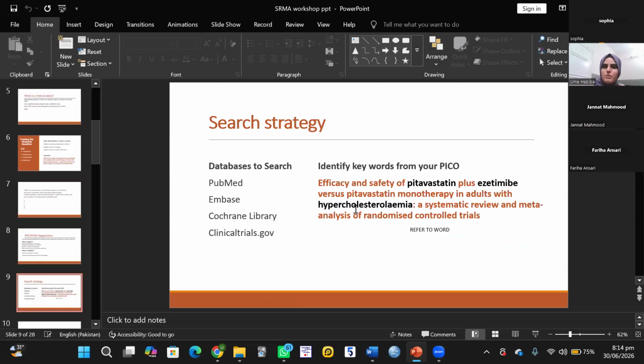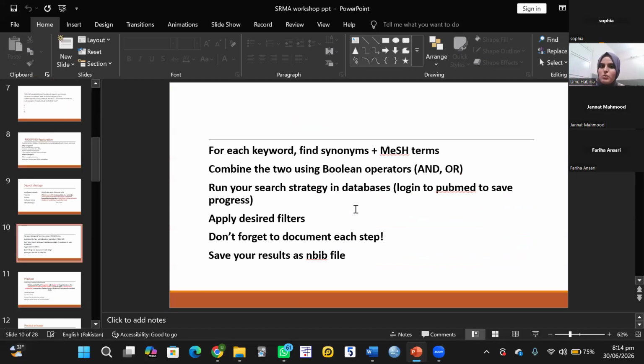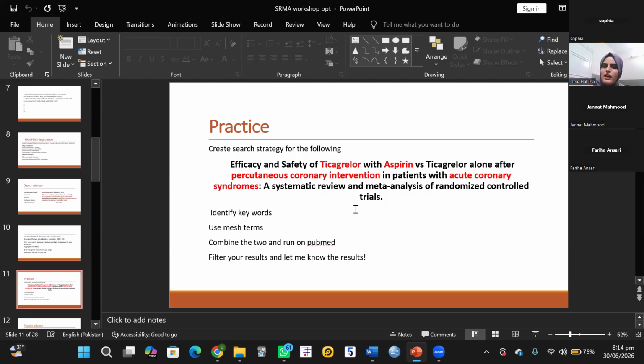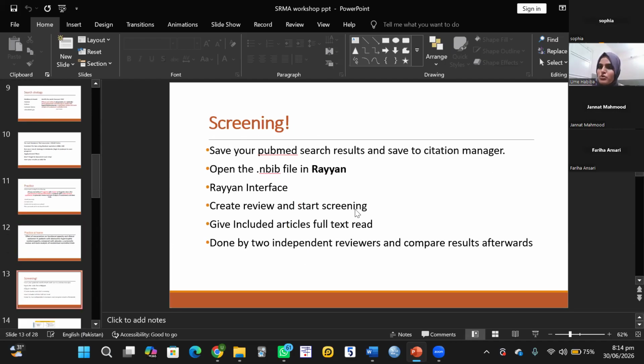We talked about Prospero. Using PICO and using keywords from our title, we made search strategy by using the synonyms of those keywords, the commonly used ones, and the MeSH terms from PubMed. We joined them using Boolean operators, and we were able to get comprehensive results. And we saved those results in the form of NBIB file. And later, we uploaded those results to Rayyan to perform screening.